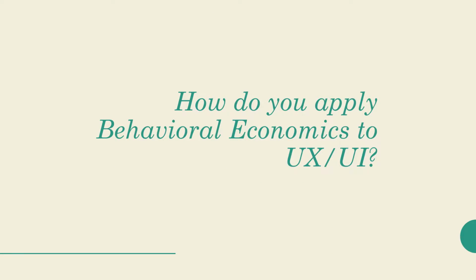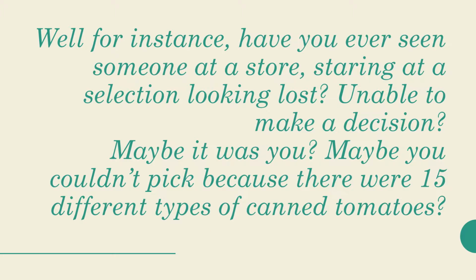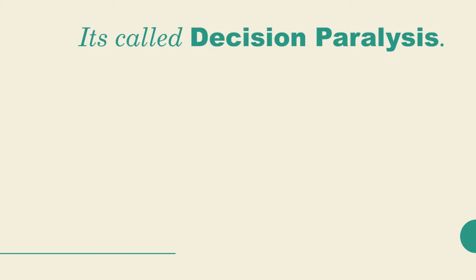So how do you apply behavioral economics to UX UI design? Well, for instance, have you ever seen someone at a store staring at a selection, lost, unable to make a decision? Maybe it was you. Maybe you couldn't pick because there were 15 different kinds of canned tomatoes. It's called decision paralysis.